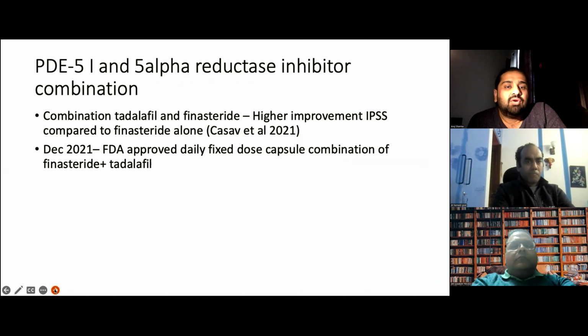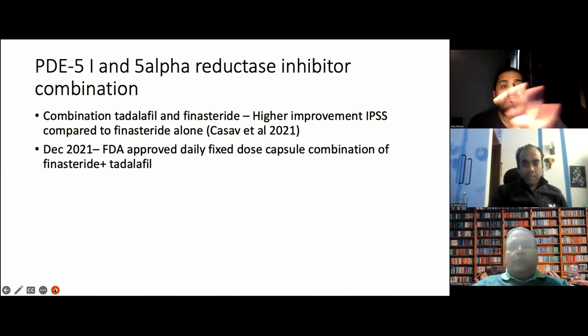Leaving the alpha blocker aside, can we have a PDE5 inhibitor and a 5-alpha reductase inhibitor combination? So yes, there was one study, a single RCT, and it showed a higher improvement in IPSS compared to finasteride alone. And yes, this combination of finasteride plus tadalafil 5 milligram has been FDA approved since 2021, and we are yet to see the drugs coming into our Indian market.